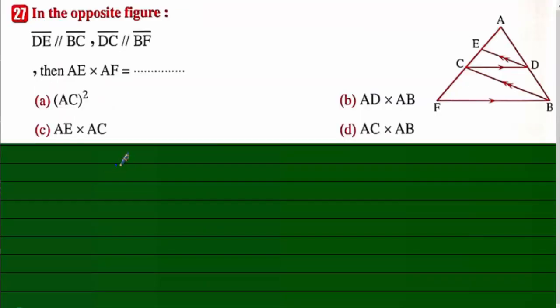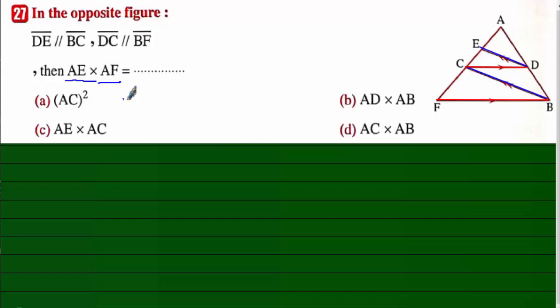Next question. Question number 27. In the opposite figure, we have DE is parallel to BC. Where is DE? We have DE here parallel to BC. Okay. And DC is parallel to BF. Okay. Then the required here is to find AE multiplied by AF.